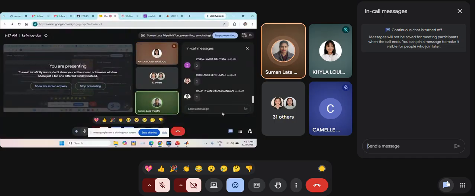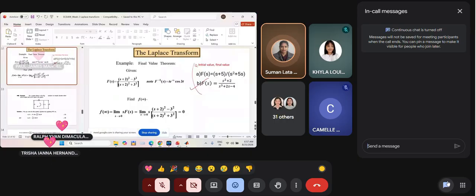Is the question clear to you? Okay. So take your time and tell me the answer for both. There are two questions in it. For B, first you need to find the initial value, then you need to find the final value. And let me type your answer in the chat box. Okay.